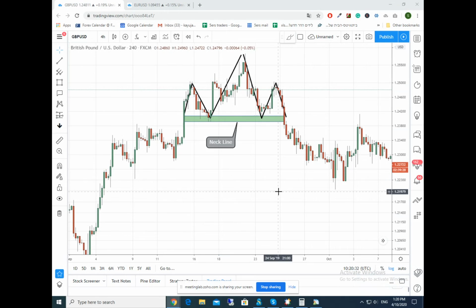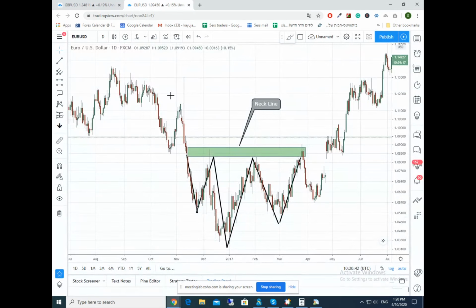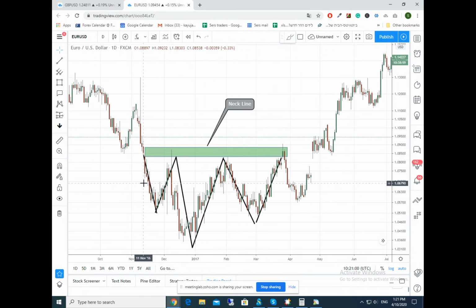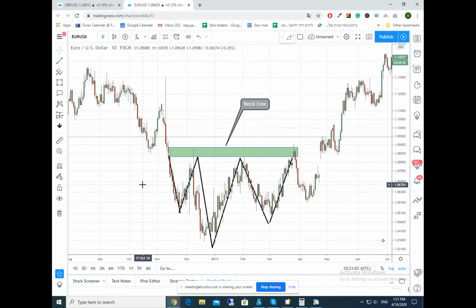Okay, we will see another example of the head and shoulders, but this one is a reversal head and shoulders. As you can see here, this is the euro dollar. It's a daily chart. It doesn't really matter, I just want you to see the picture. So it's the same logic, but of course it's a reversal head and shoulders, and this one is a head and shoulders pattern after a downtrend.